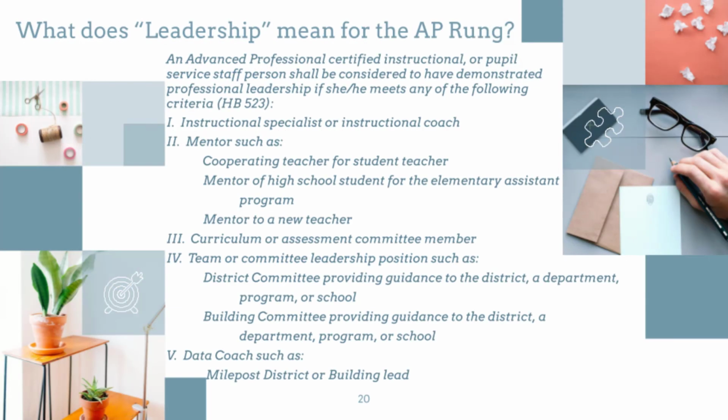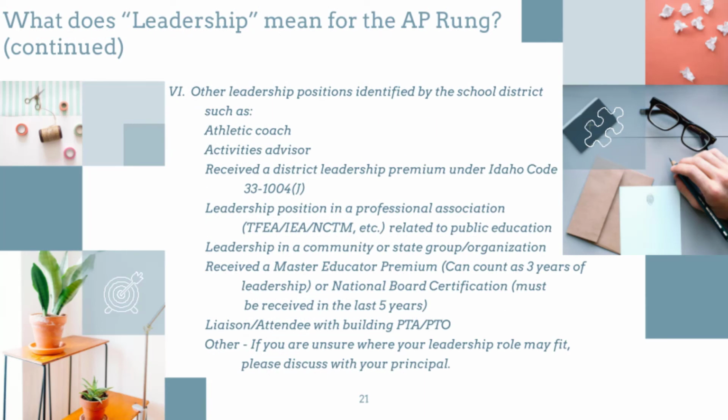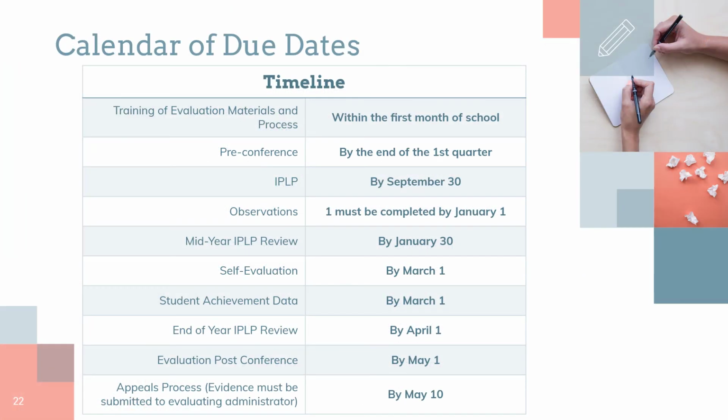One of the requirements of the AP rung is leadership. Leadership is defined in Idaho Code. We added to it to meet our district's needs. It is important to note that in order to qualify for leadership, you do not have to be in a paid position, such as a leadership stipend or some other paid leadership position. As mentioned, we added some other examples to the leadership definition than what is in code. These are examples, and if a teacher thinks they would qualify for a leadership role, it is important to discuss this with your administrator.